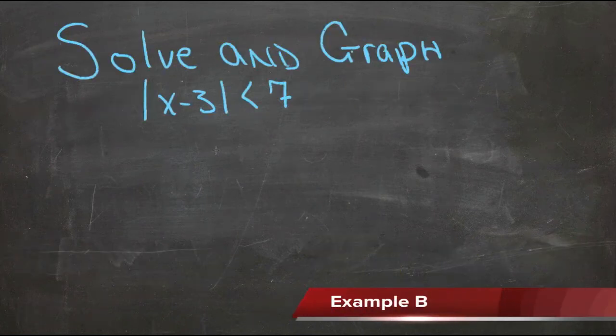Okay, for this inequality, again, we need to analyze what we have here. We have the absolute value of x minus 3 is less than 7. Since it's the absolute value, it means we're going to be dealing with negative numbers and positive numbers. So in other words, the magnitude of what's in here, or the distance from 0 of what's inside the absolute value, has to be less than 7.